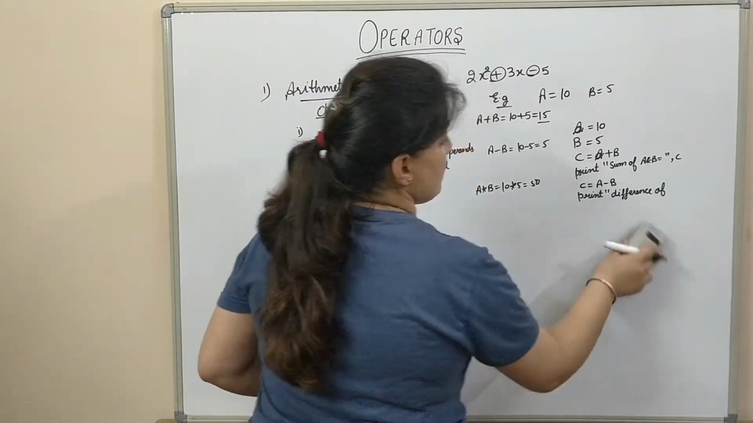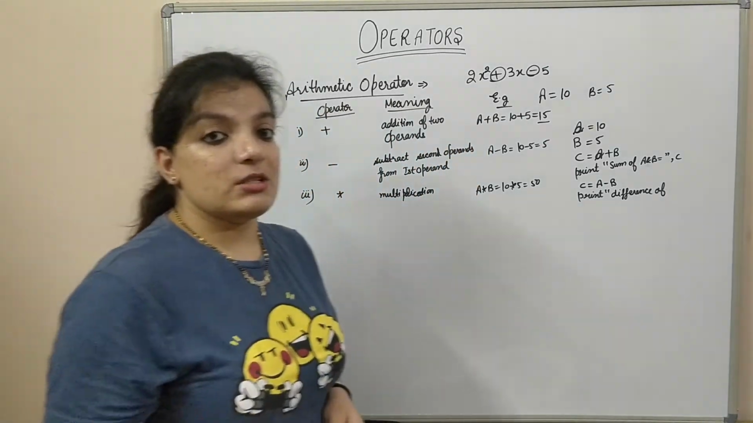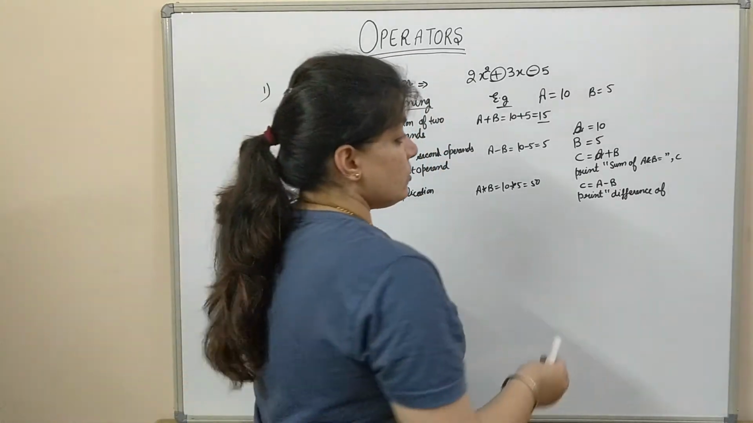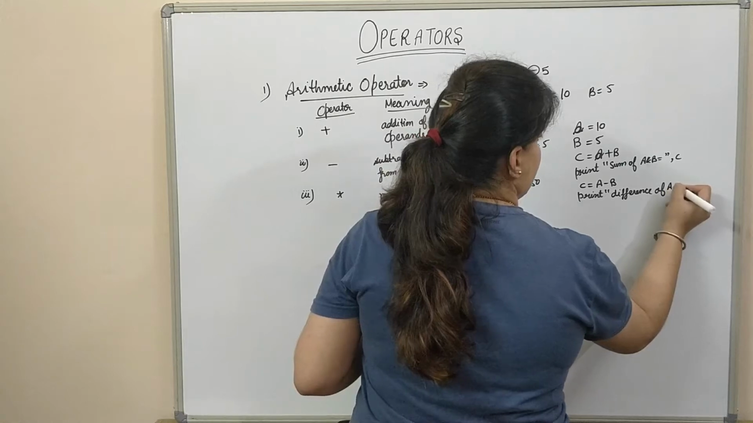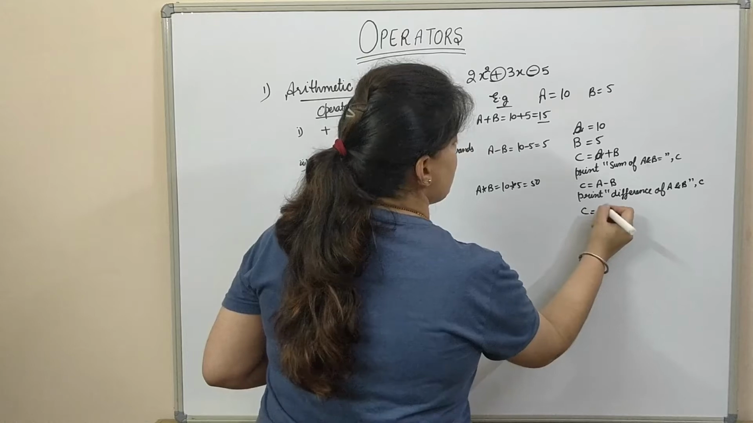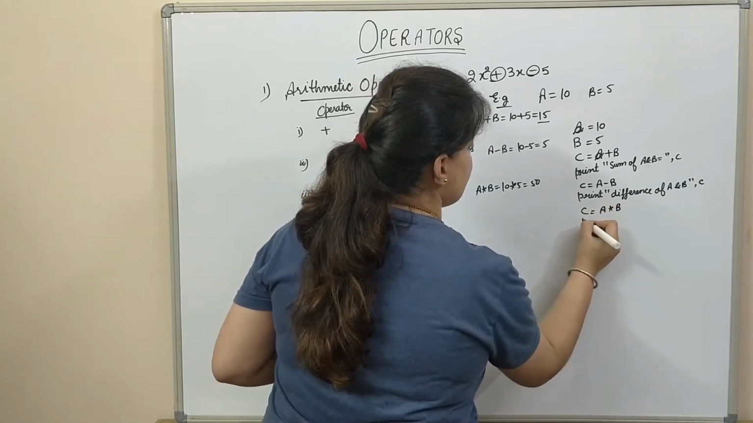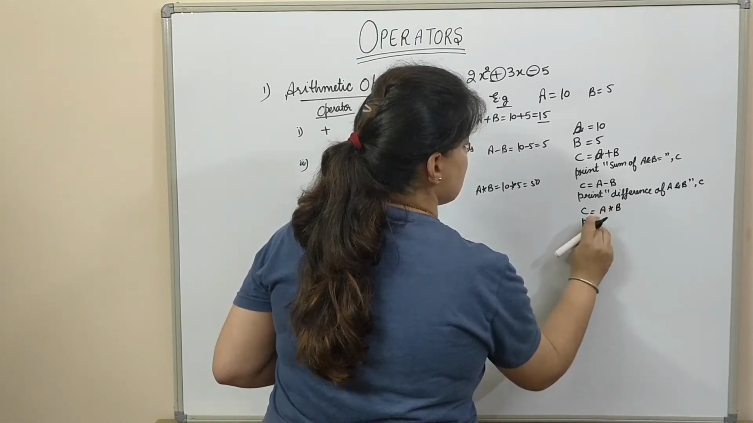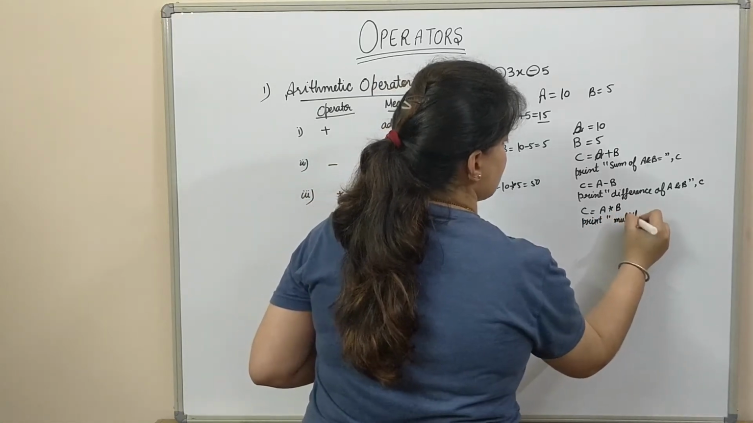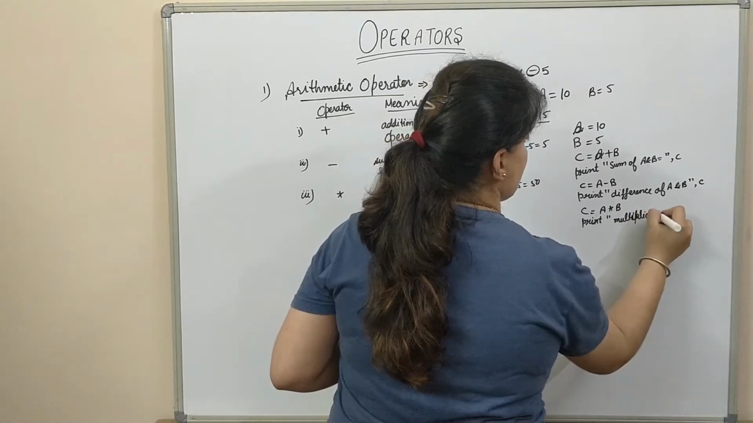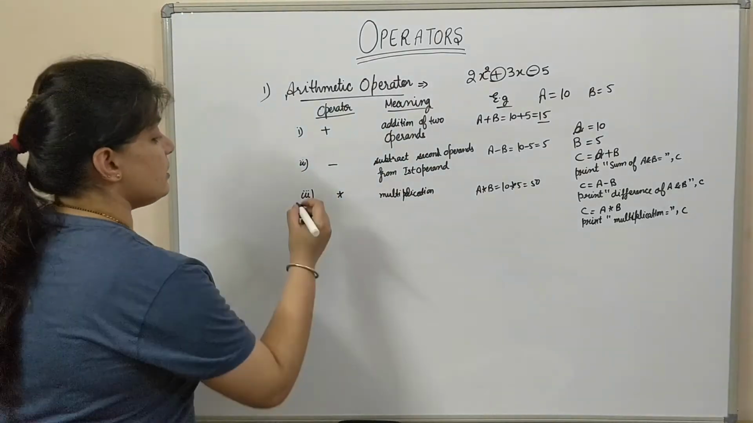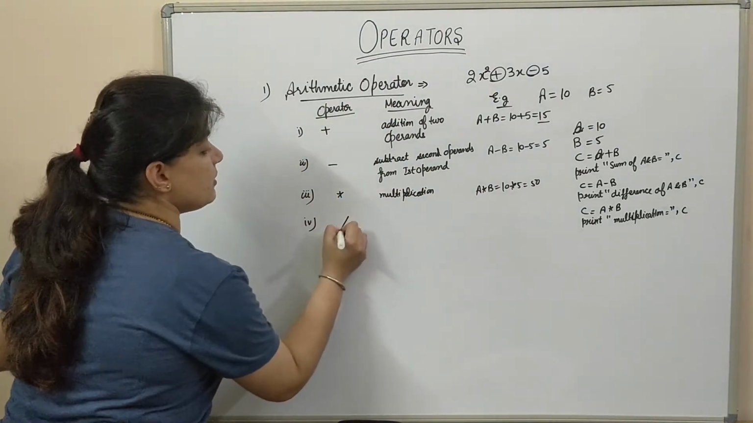This code is wrong because Python does not use a semicolon, so we cannot write the code on the next line. We need to write it on the same line of code. Now c = a * b and print multiplication is equal to c. Now the fourth operator is division.